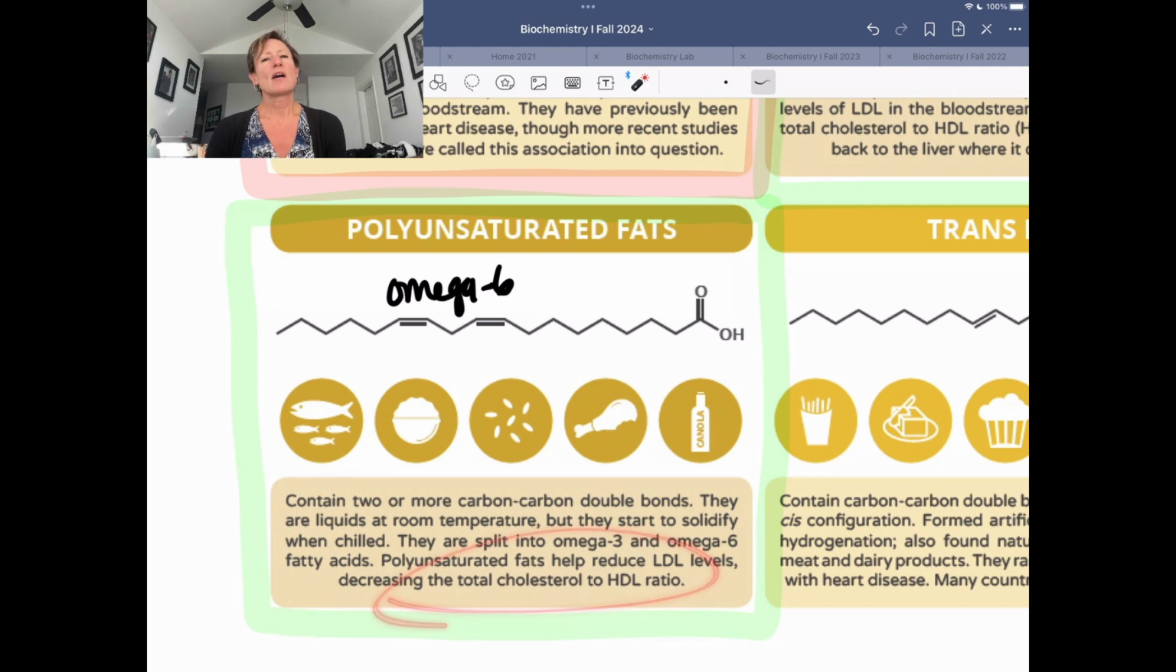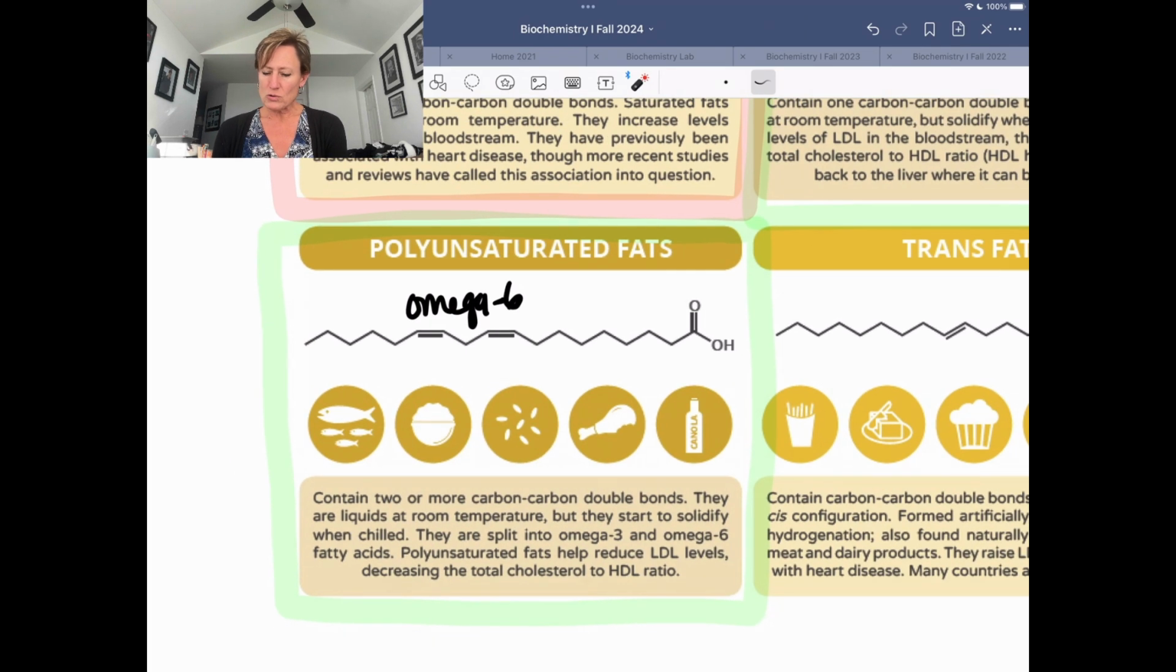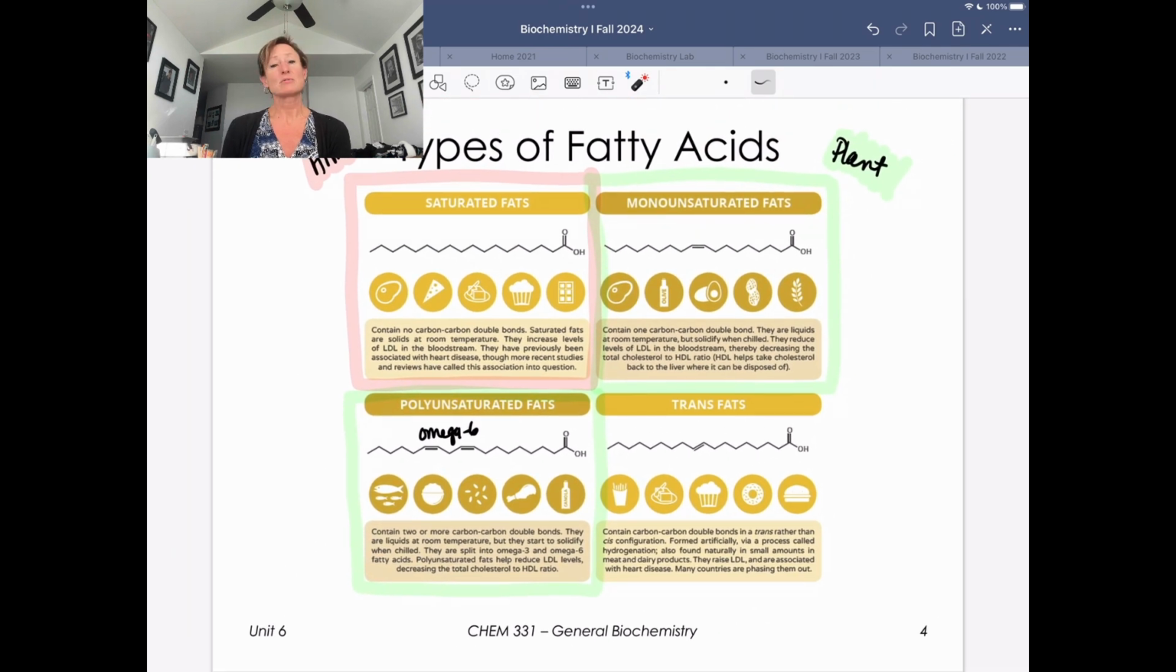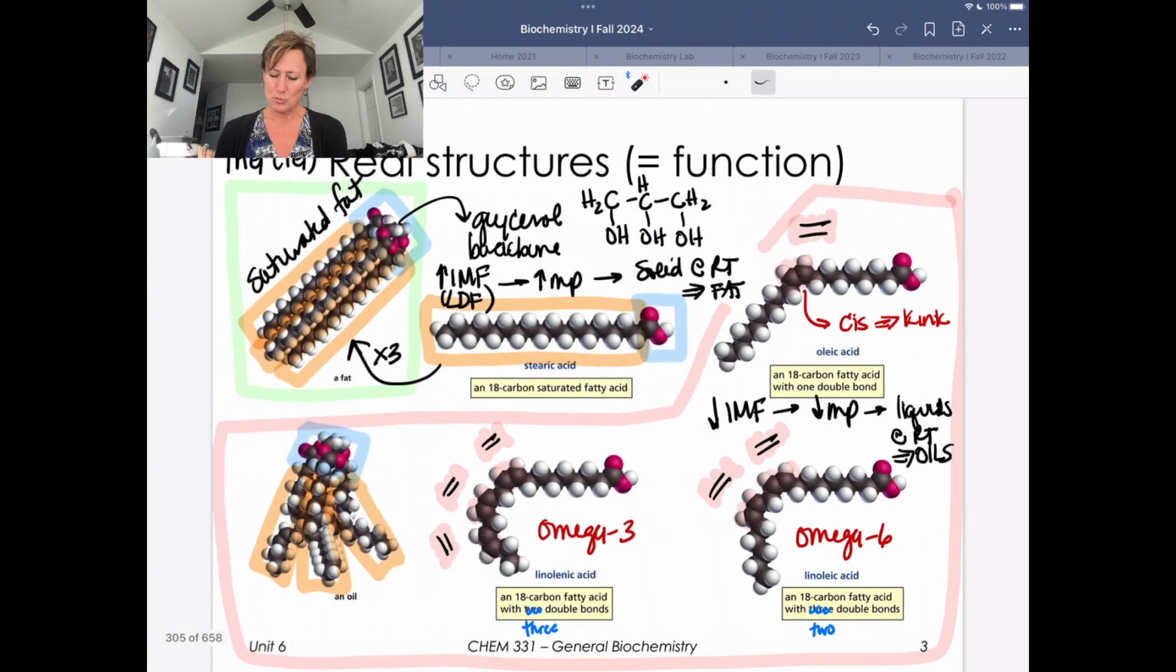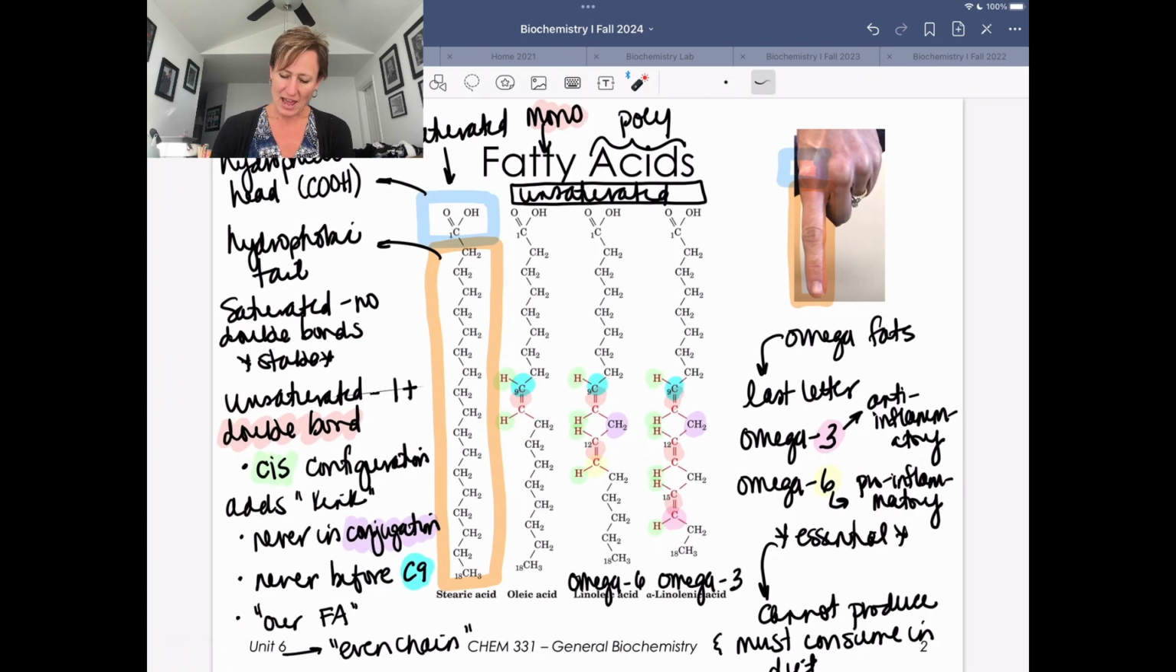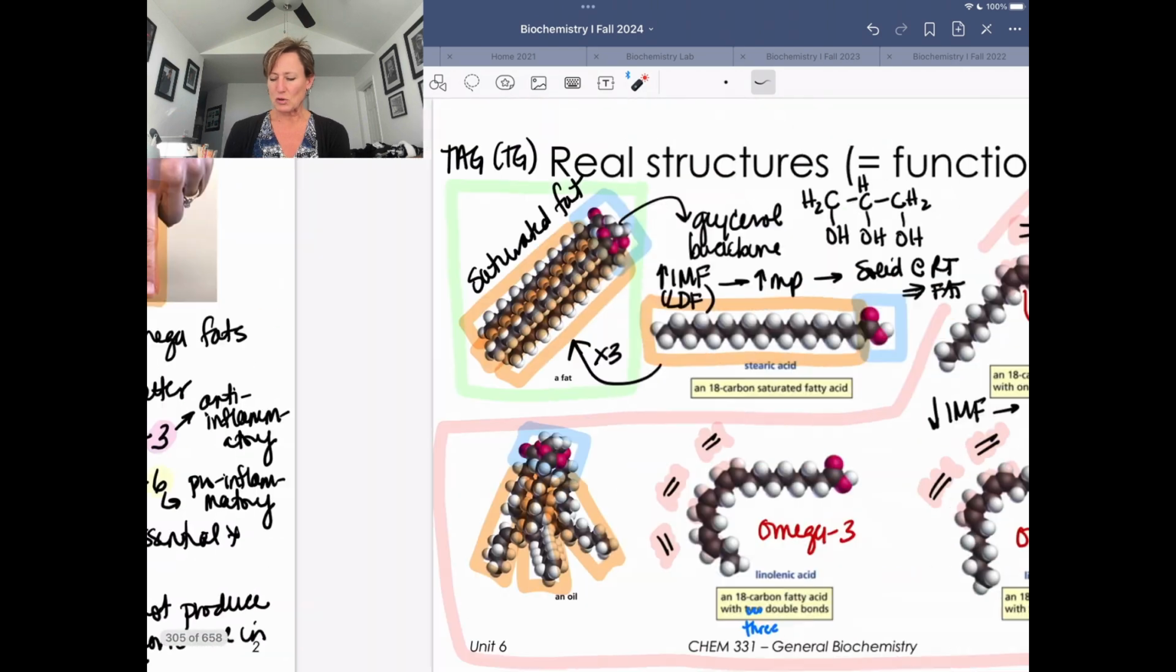Again, they do have some heart health implications, and we'll see in our next video the differences between omega-3 and omega-6 when it comes to pro-inflammatory versus anti-inflammatory behaviors. So those connect with the types of fatty acids that we saw in our previous slides here, right? Here we're going to have a saturated fatty acid. We've got a monounsaturated, polyunsaturated omega-6, polyunsaturated omega-3.